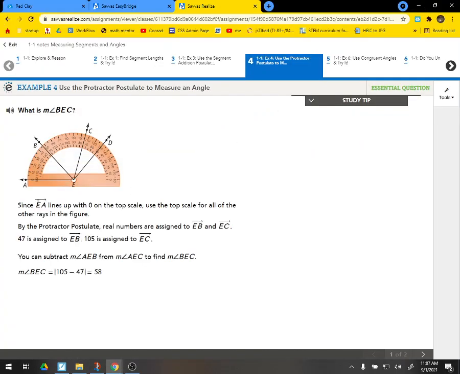So let's see how they do it. Since EA, that's a ray there, lines up with 0 on the top scale, use the top scale for all the other rays in the figure. By the protractor postulate, that's just a fancy way of saying, by using protractors, how they work. Oh, they got 47 and 105. 47 was what I picked too. So I guess my estimation was correct. If you thought it was 46 or 48, it's not a big deal.